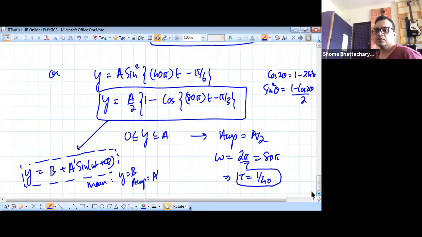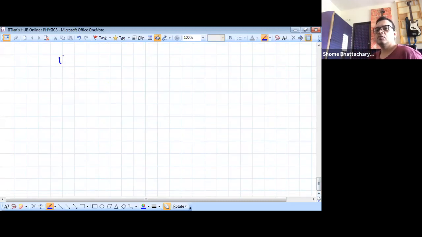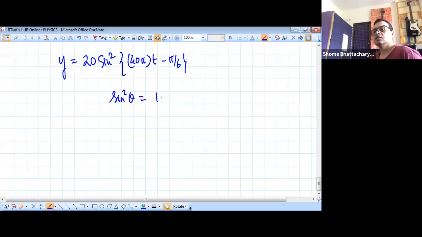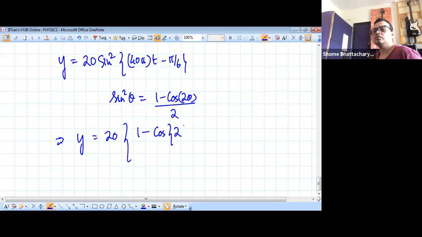Okay, Sudhir, I'll explain. It's like this: if I write such an SHM that y is equal to, let us say, 20 sine square (40 pi t minus pi by 6), this one here. Now we can write this sine square theta as 1 minus cos 2 theta by 2. So therefore, we can write y as 20 into 1 minus cos of double of this whole thing, 2 times this whole thing, so 80 pi t minus pi by 3, whole thing divided by 2.